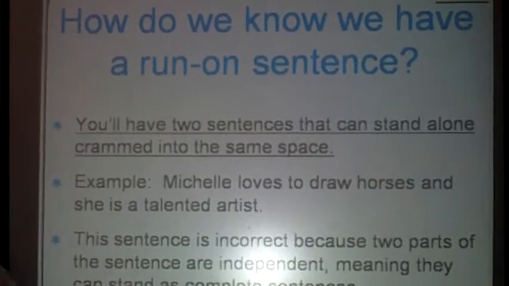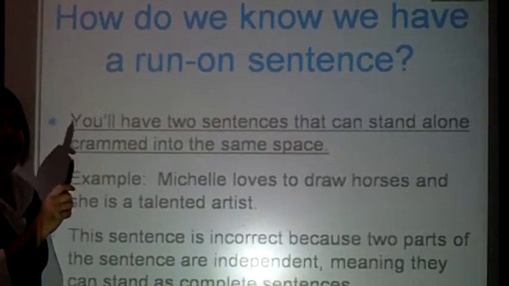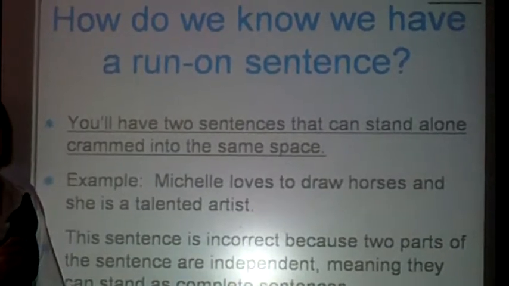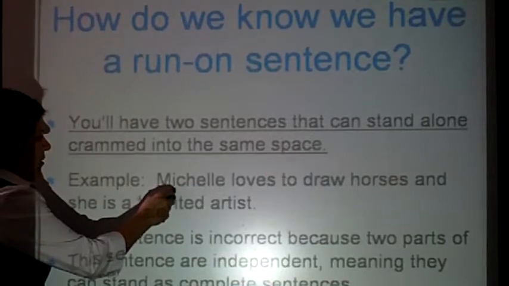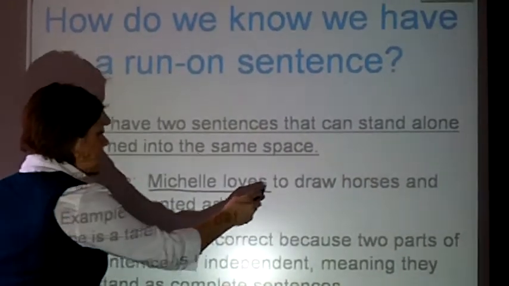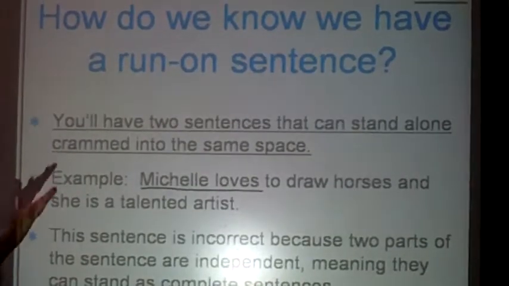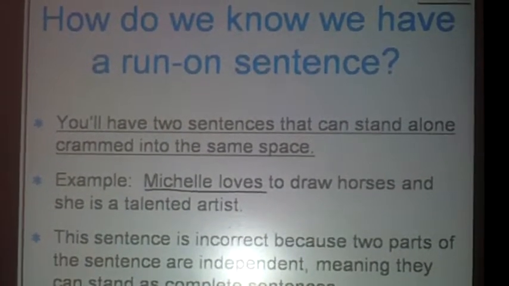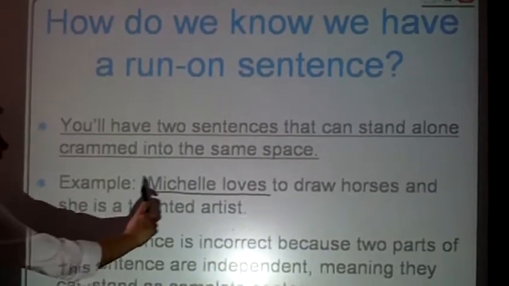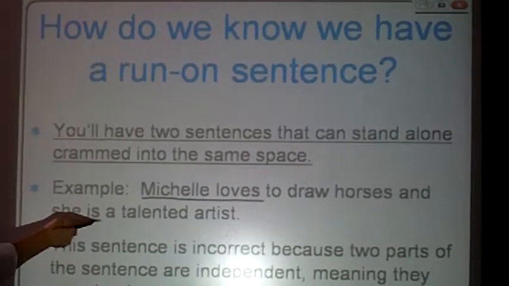I always tell them to start at the beginning of a sentence and start underlining. And I say you can stop whenever you have a sentence that can stand by itself. So they start and they say, Michelle loves. They said, oh, well, I got a subject, I got a verb, so I can stop. And I say, okay, well, what you do now is you look through the rest of the sentence. Do you have any more little sentence chunks, sentence pieces? And he keeps reading, to draw horses, and she is. Well, she is stands by itself.